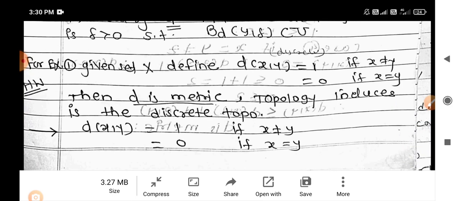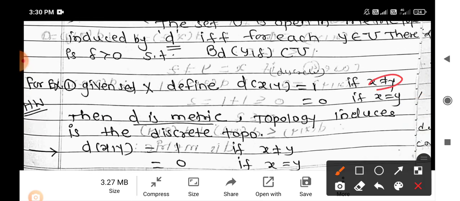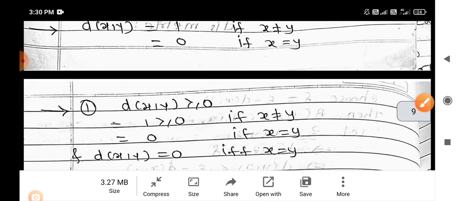First condition, D of x,y is greater than or equal to 0. In two situations, if x is not equal to y it is 1, and if x equals y it is 0. So D of x,y is either 1 or 0 in whatever situation on x and y. So D of x,y is greater than or equal to 0, and D of x,y equals 0 if and only if x equals y. So the first criterion holds for a metric.